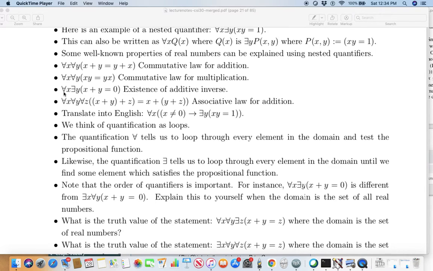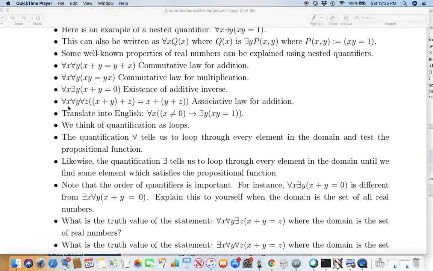For every x, there exists y such that x plus y equals 0. This is existence of additive inverse. You see, for each x, there is a y. So notice this is very important. Order matters. For each x, there exists an inverse. That's what this is.